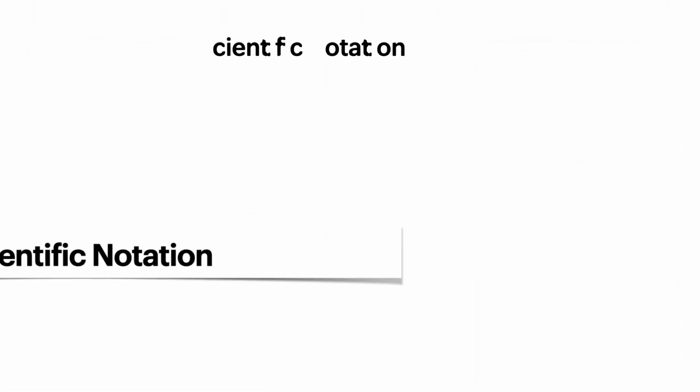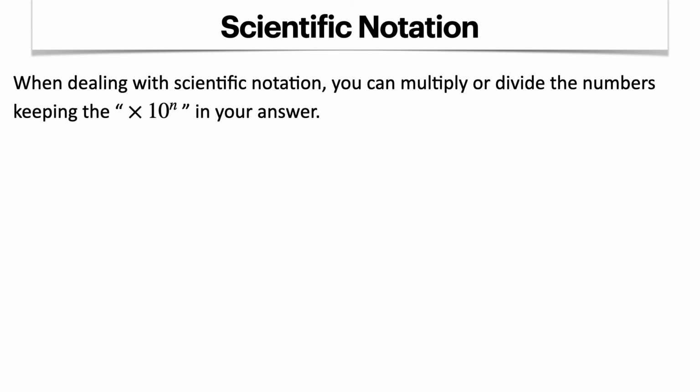Let's now talk about how we could multiply and divide numbers that are in scientific notation. When dealing with scientific notation, you can multiply or divide numbers by keeping the times 10 to the n in your answer. That n there, I'm just saying that could be any number, okay?